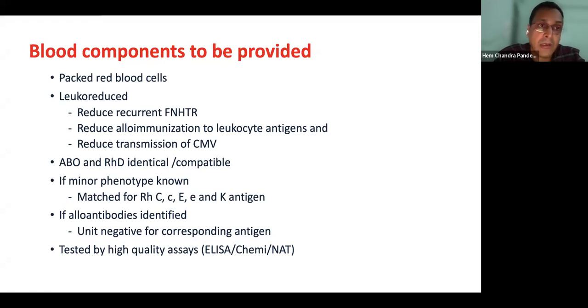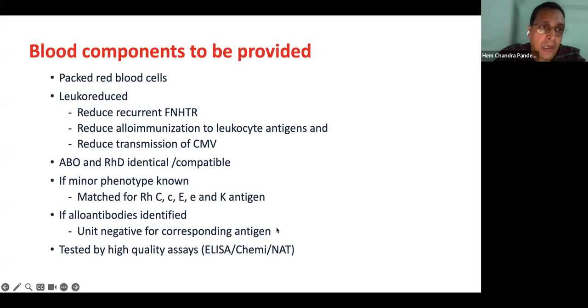They need to be within 10 days. In most settings it is sometimes not possible for some blood banks, but ideally they should be within 10 to 14 days. They should be leukoreduced. That is one of the important parts. Leukoreduction may be by the Buffy-Coat method or by a proper leukofilter.